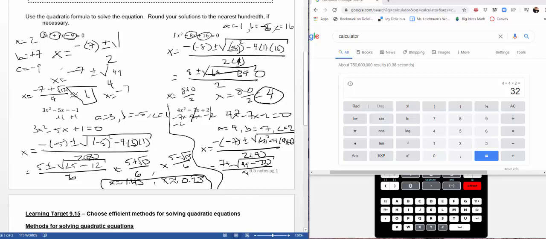I'll type this in my calculator. It turns out 49 plus 32 is 81, and the square root of 81 is 9. So this is really 7 plus or minus 9 over 8. 7 plus 9 is 16. 16 divided by 8 is 2. 7 minus 9 is negative 2. It's negative 2 eighths, which is negative 0.25.